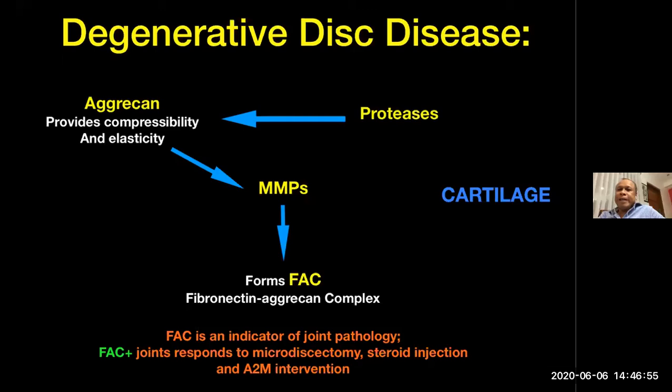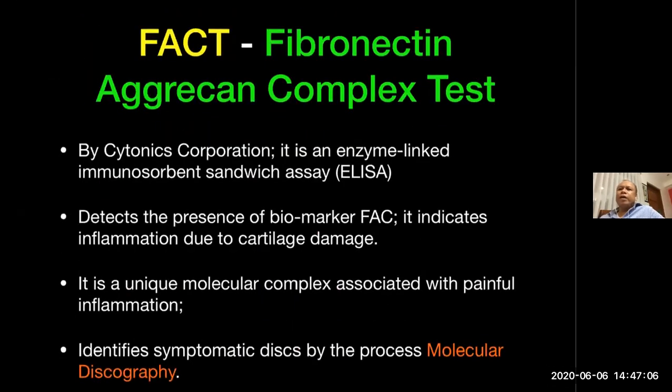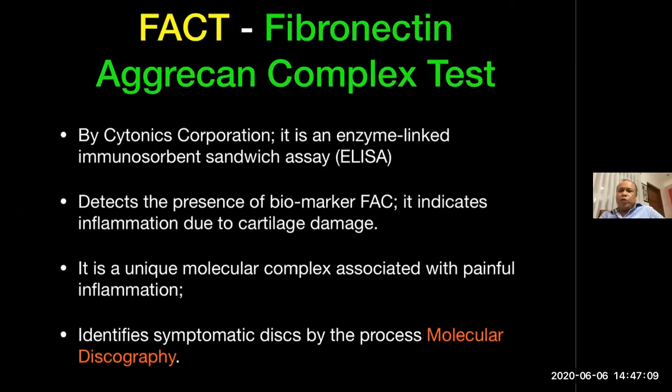So this test will help us exercise prudence in doing our procedures. Now, how do we go about the Fibronectin Aggrecan complex? This was developed by the Cytonix Corporation, and it's an enzyme-linked immunosorbent assay. And depending on where we are getting the sample, you will have to subject it to this particular test.